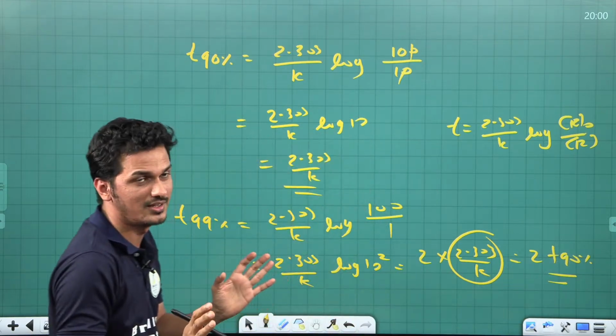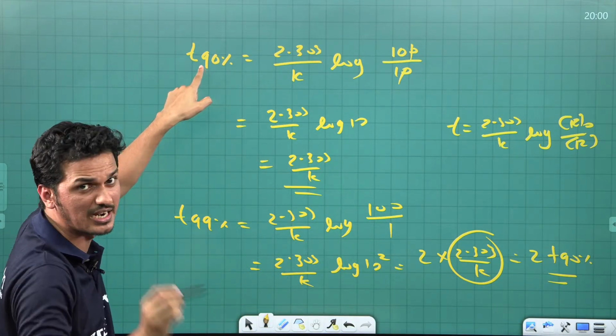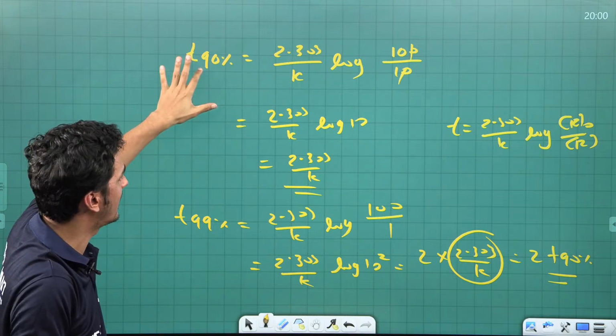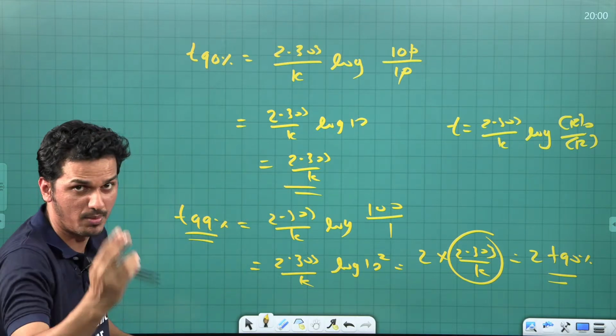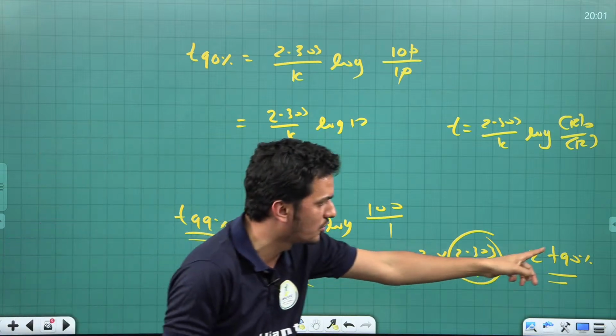So the idea is simple. You have to remember T90% contains how many 9s? Only one 9. So that's why 1 into 2.303 by K. T99% contains how many 9s? Two 9s. So 2 into T90%.